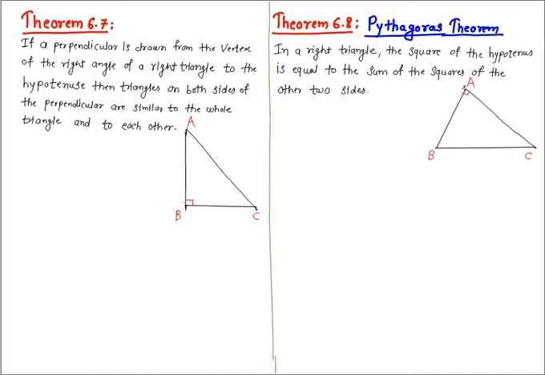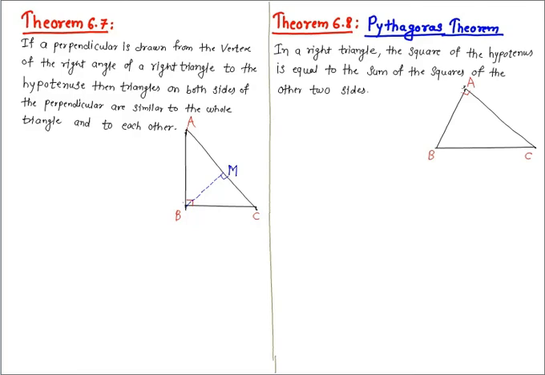What does this mean? Let's say we have a right angled triangle ABC as shown in the figure. So angle B is 90 degree. Now the theorem states that if a perpendicular is drawn from the vertex of the right angle. So in the figure, which is the vertex of the right angle? B. So from the vertex B, we have to draw a perpendicular to the hypotenuse. So let's draw the perpendicular here. Let's take this point as M.